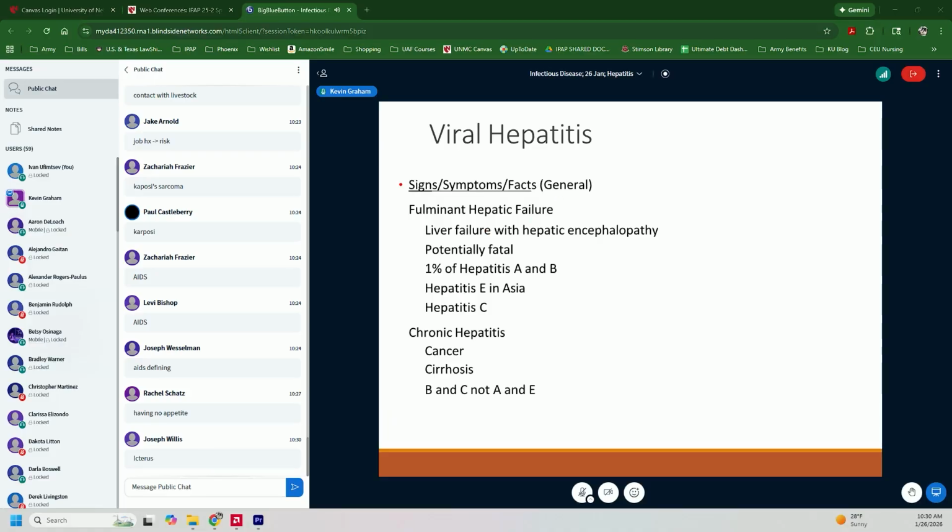All right, fulminant hepatic failure, meaning that the liver is wildly inflamed and it's just in terrible shape. You may get somebody with an encephalopathy. And then chronic hepatitis can lead to both cancer and cirrhosis. If that virus just continues to damage that liver over and over again, those cells just become scarred down and cirrhotic, can't do their job. And then cancer, of course, can present in a very weakened liver like that.